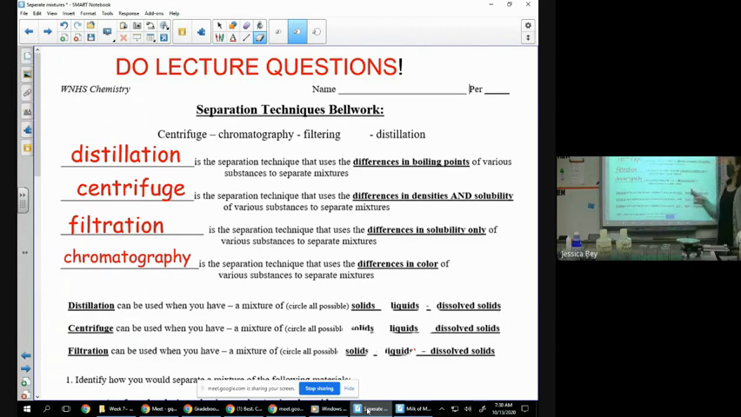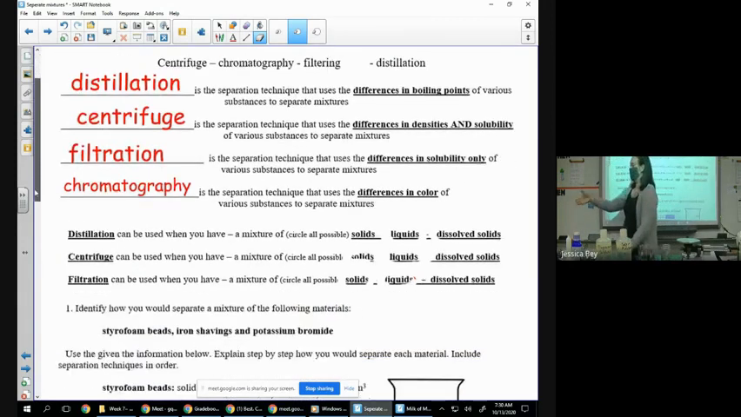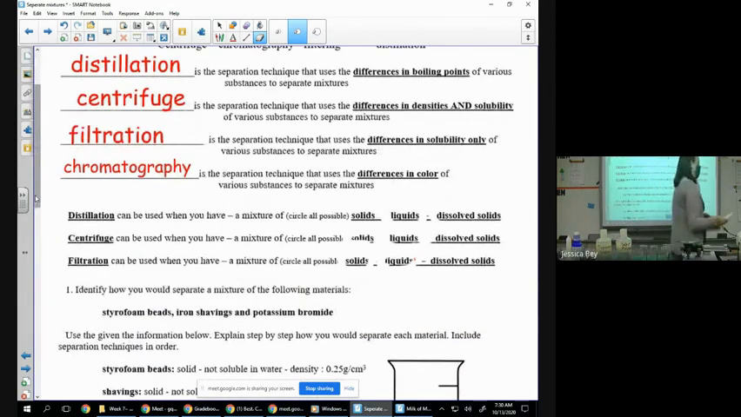Very good. Now this bottom part, if you did it, make sure you check it with me. It's written more to have you go through it with me. It kind of doesn't make sense, so let's go through it here. Distillation can be used when you have a mixture of liquids and dissolved solids. Okay? Liquids and dissolved solids. You wouldn't want to distill something that had any solids in it. You might melt them, burn them, do whatever.